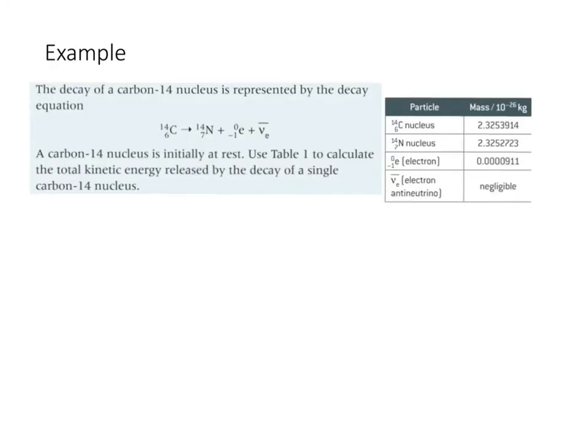So this is the perfect example question to have a look at what exactly is going on, or what I meant in the previous slide. We have the decay of a carbon-14 nucleus, represented by the decay equation below. It says the carbon-14 nucleus is initially at rest, and it says use table 1, the table presented next to the question, to calculate the total kinetic energy released by the decay of a single carbon-14 nucleus. So we know here that we need to apply the energy mass conservation.